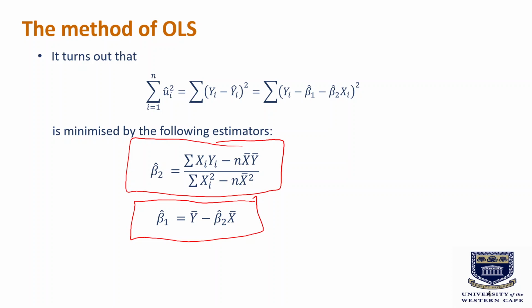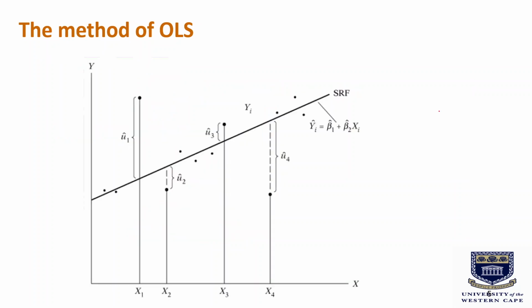When we apply these two estimators, we are finding values for beta 1 hat and for beta 2 hat such that this term is as small as possible. And if you want to know why that is true, you can look at the lecture notes for the derivation of these two estimators. So what does this look like graphically?